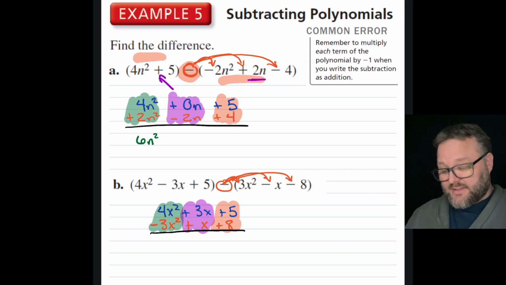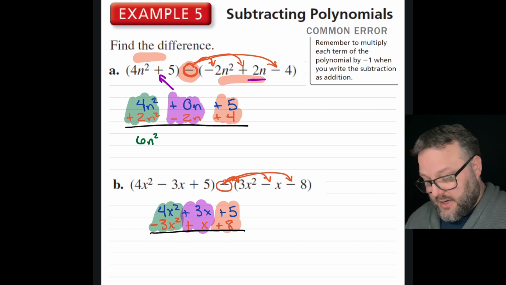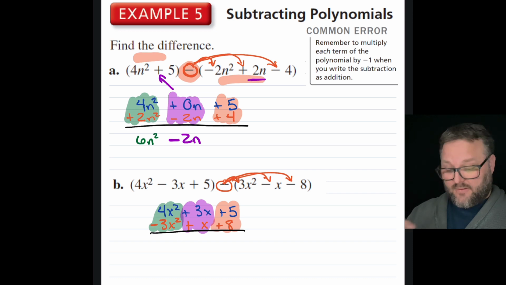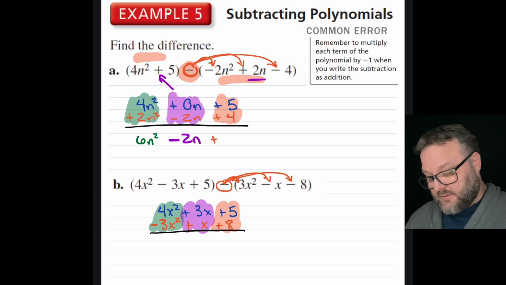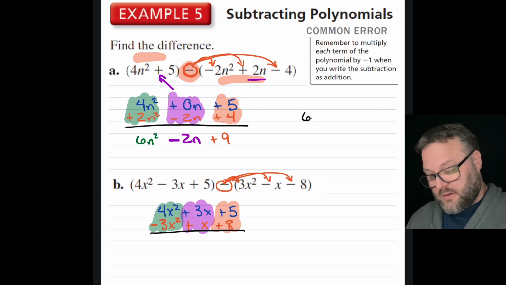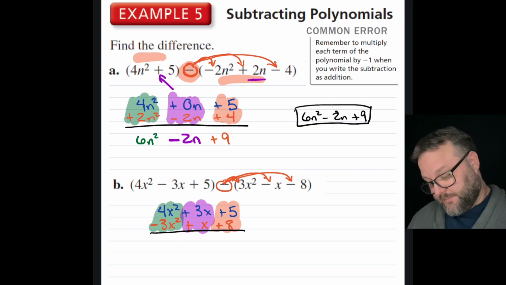When I did that, I get 0 n's, I had none, but then I gave away 2. That means right now I owe 2 n's. And then I have 5 and I get 4. So overall, that means I have 9. So if I was going to write this all together in standard form for a polynomial, this 6n squared minus 2n plus 9 would be my answer.